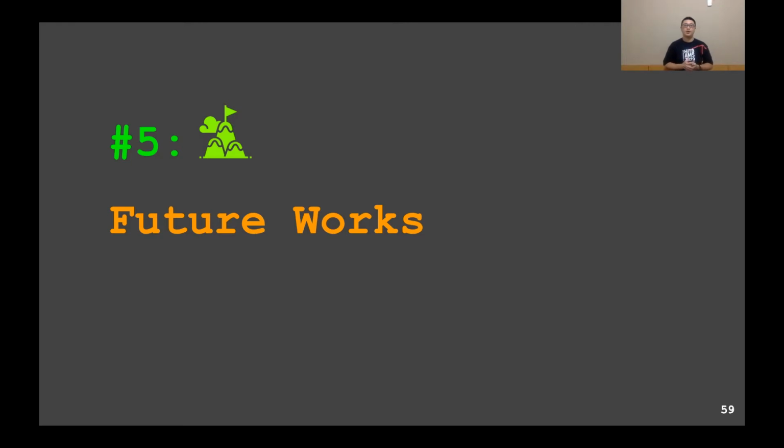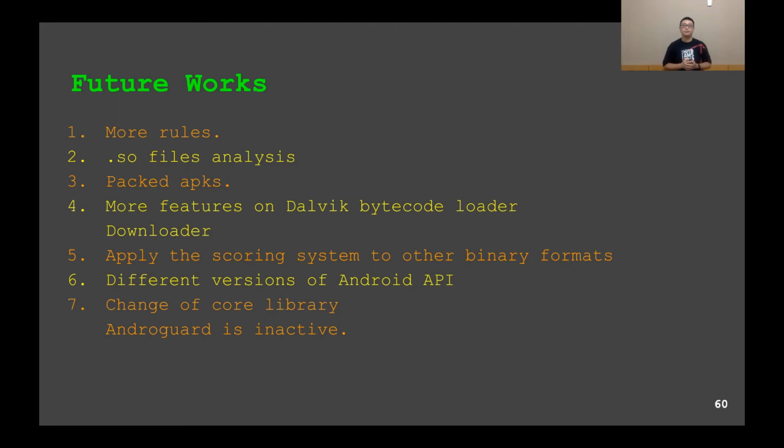All right, the last part, future works. As I mentioned earlier, we still have lots of things to do. For example, we need to have more detection rules. And we also need to deal with the .so files and the packed APKs. And we want to have more features of the Dalvik bytecode loader. For example, we want to have features like the downloader. And we also want to apply the scoring system to other binary formats. Yes, it is on our to-do list.